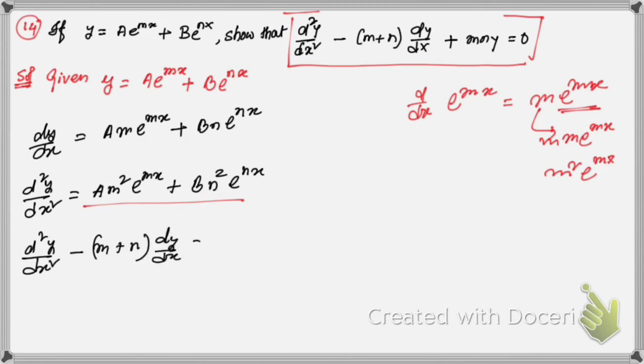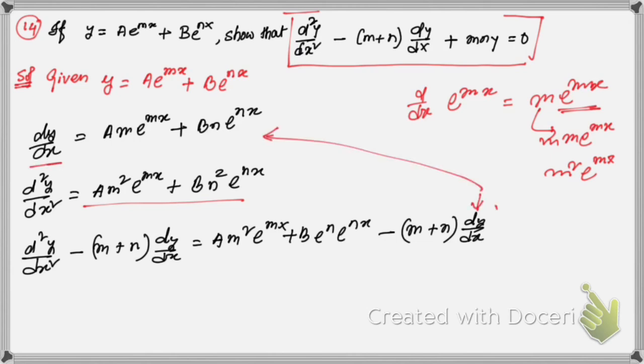Okay, so we have done here, we have added minus (m plus n) dy by dx on both sides of the above equation, left hand side and right hand side. So then here you see on right hand side replace the dy by dx by this, so then you will get this result.